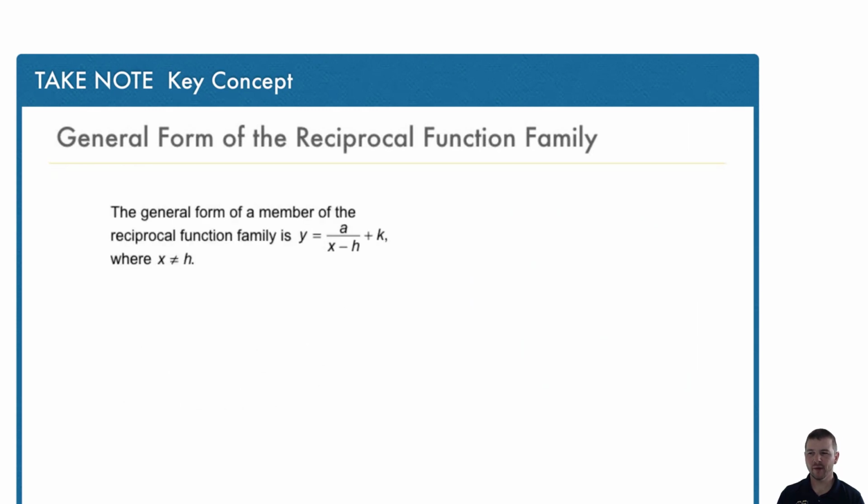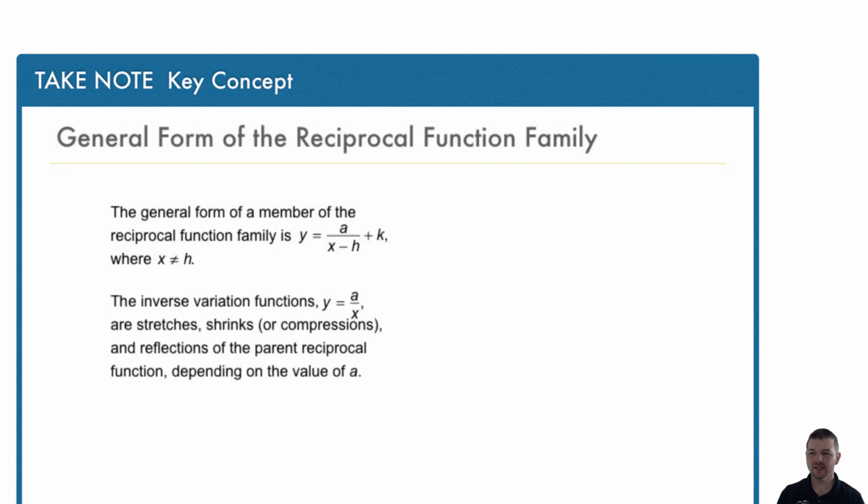The general form of a member of the reciprocal function family is y equals a over the difference x minus h, plus k, where x does not equal h, as that would lead to a 0 denominator. The inverse variation functions y equals a over x are stretches, shrinks, or compressions, and reflections of the parent reciprocal function, depending on the value of a.